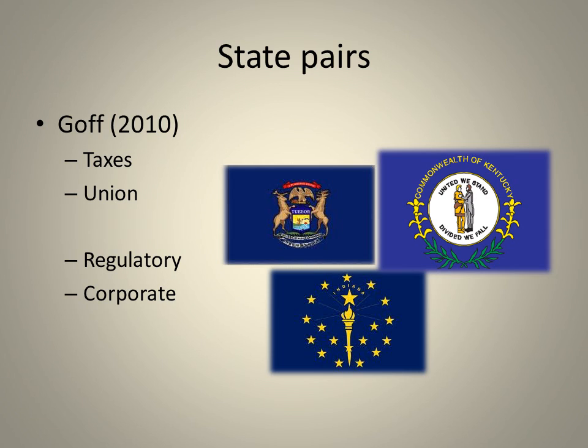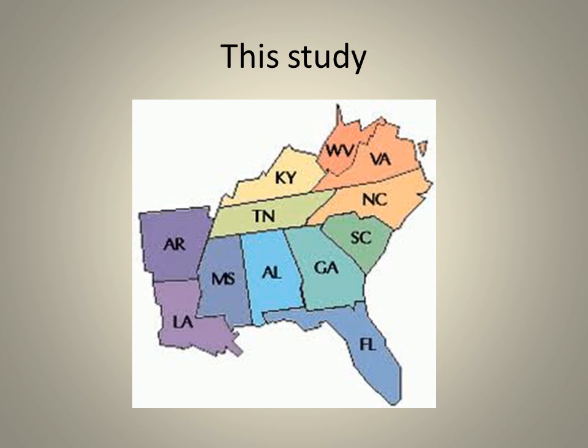Studies have also been done on state pairs. Western Kentucky University's Professors Goff, Lebedinsky, and Lyle found that taxes matter when it comes to economic growth, as does being a right-to-work state. However, some things surprisingly don't affect economic growth, as corporate taxes and regulatory measures do not affect economic growth on the state level.